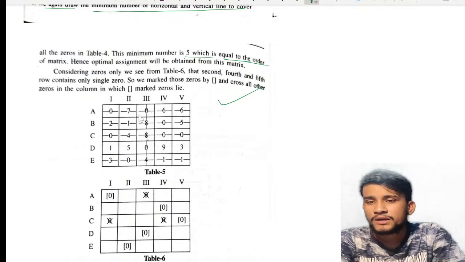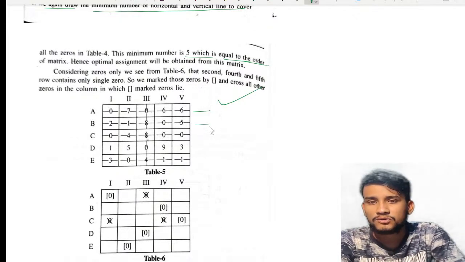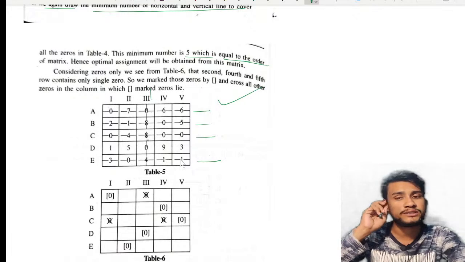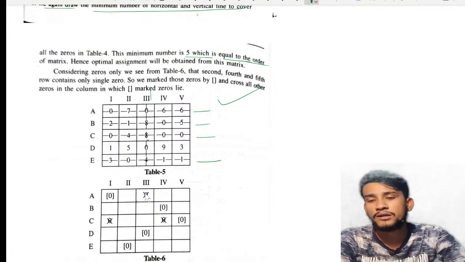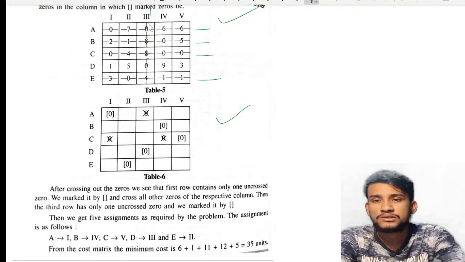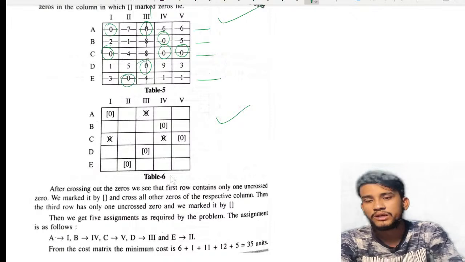Okay, so see, here we now try to cover the zeros by the minimum number of horizontal or vertical lines. So see, this is a process, 1, 2, 3, 4 and 5. So we covered all the zeros by a minimum of 5 lines. Therefore the optimality condition is satisfied. Okay, so we reach the optimality condition. Now we draw a table and write only the zeros. So these are the zeros, and we write these zeros.